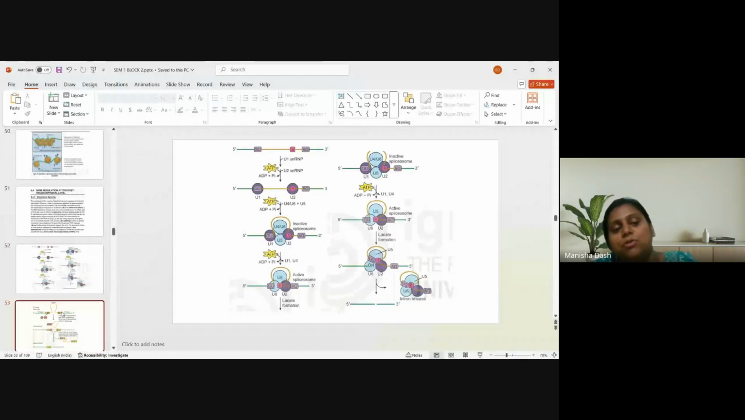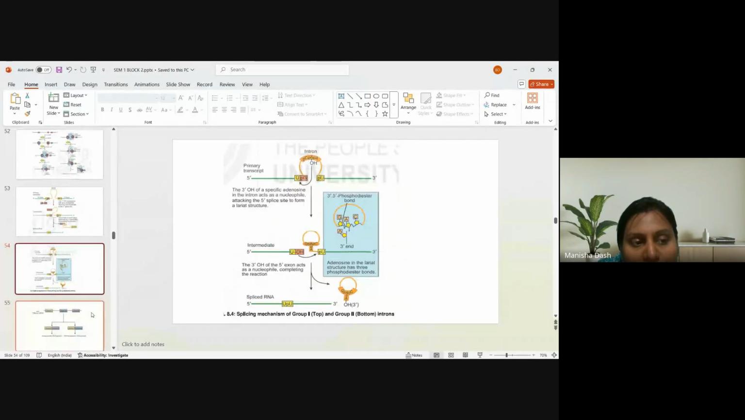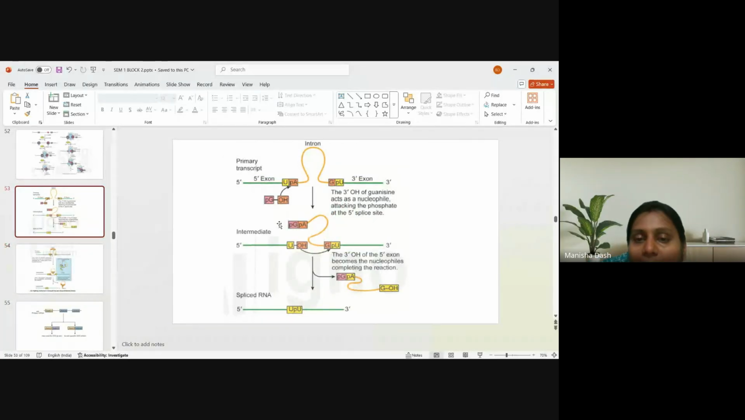There are actually two groups of introns. One is called the group 1 intron. The second one is called the group 2 intron. The splicing mechanism is different for both of them. In group 1 intron, as you can see, no lariat is formed here, and the sequence could be a little bit different. As you observe here, the 3' OH of the guanosine acts as a nucleophile attacking the phosphate at the 5' splicing end.